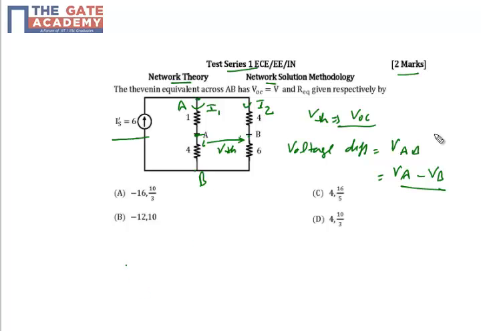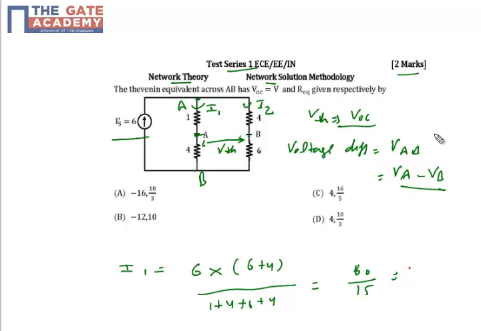So what is the value of I1? I1 will be, by the current divider, the total current, which is 6 here, upon the resistance of the other branch, which is 6 plus 4, upon total resistance. How many resistances do we have? 1 plus 4 plus 6 plus 4. So it is like 60 by 15, which is 4 ampere, right?